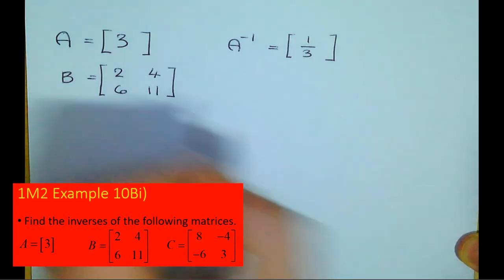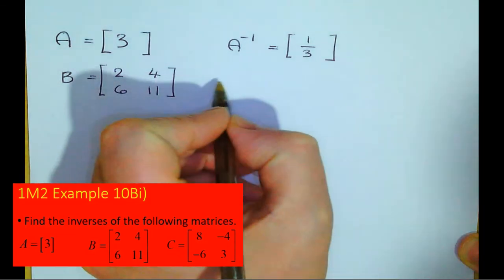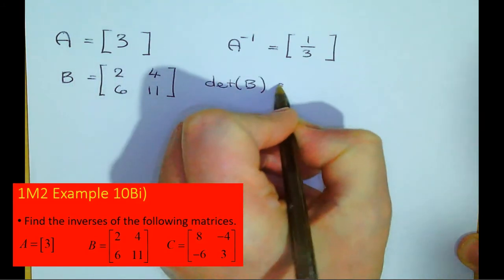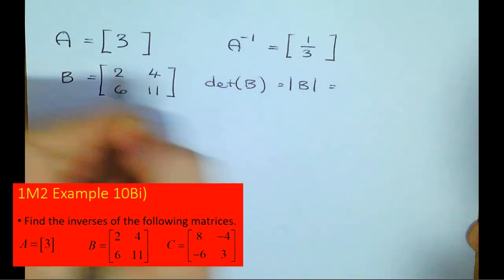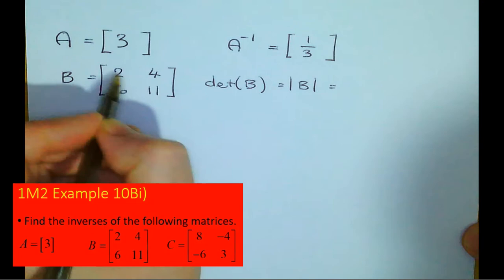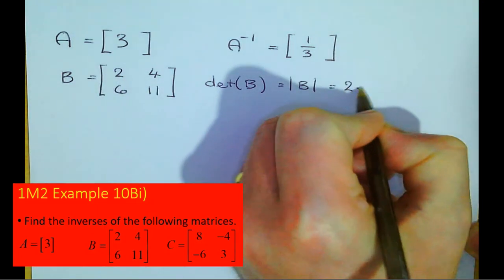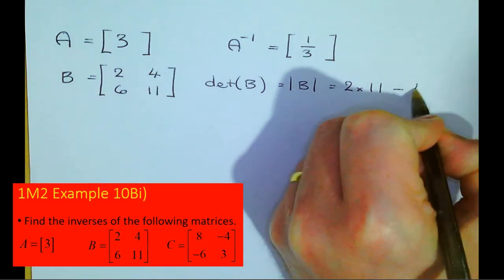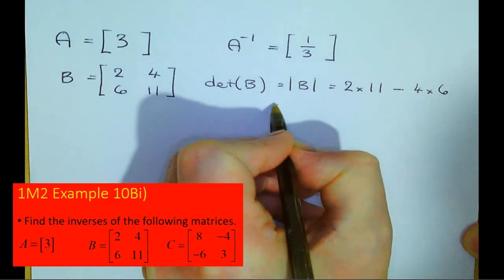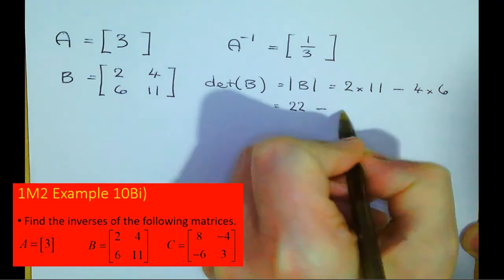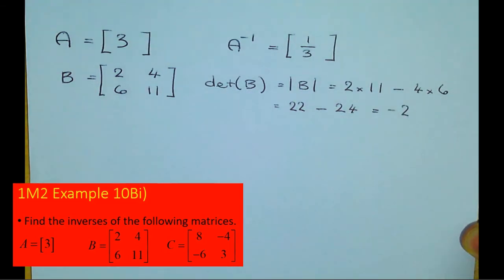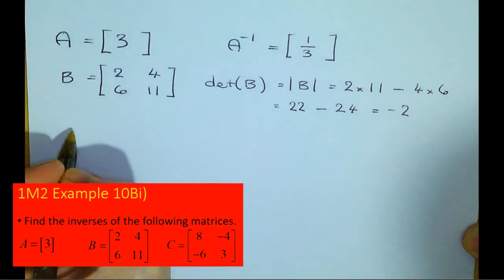Well, the first thing we'll do, let's work out the determinant of B. So the determinant of B we can write as the product of the entries on the diagonal. That is 2 times 11 minus the product of the other 2 entries. So we've 22 minus 24. The determinant is equal to minus 2. Well, that enables us to find B inverse.